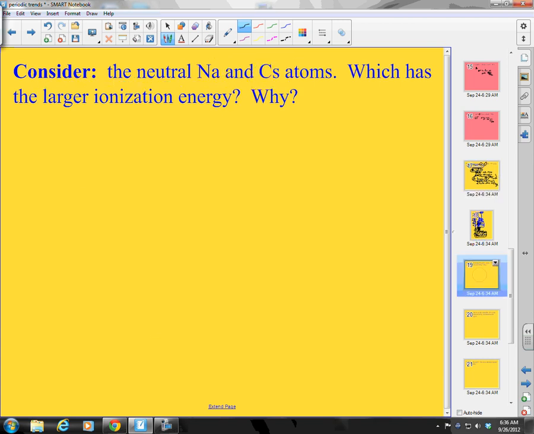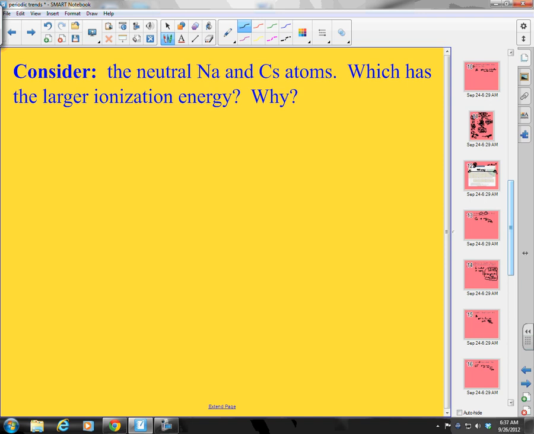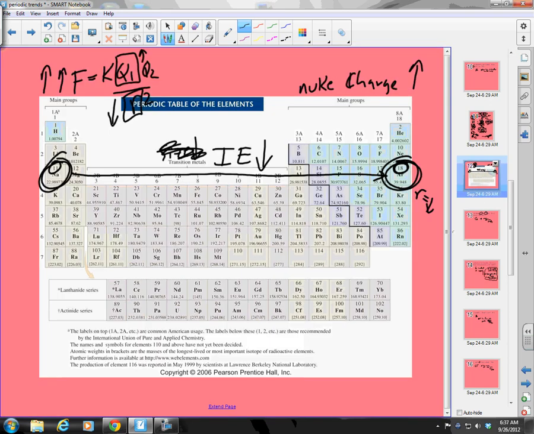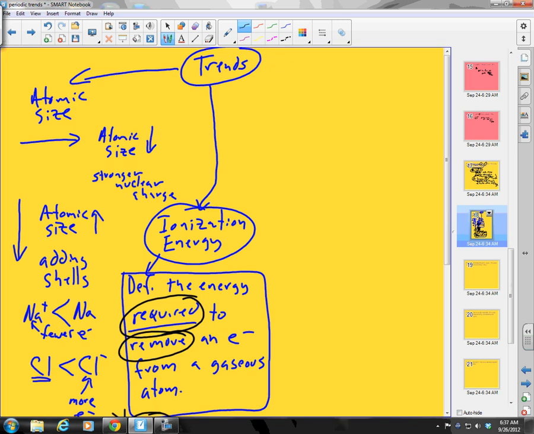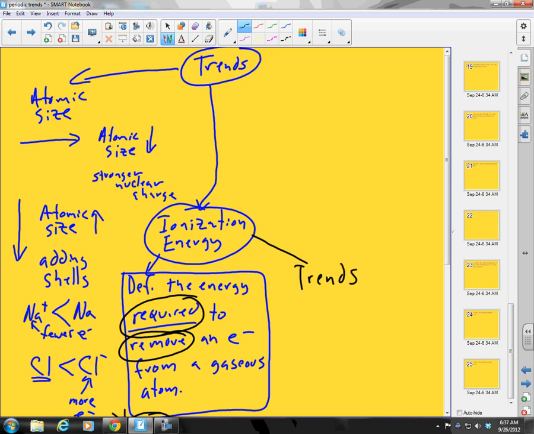Moving on. Consider the neutral sodium and cesium atoms. Which has the larger ionization energy? Okay, so where are sodium and cesium? Well, here's sodium, where's cesium? Now, we're not in the same period, we're in the same group. So that means we need to add another trend here. Let's go ahead and codify this.